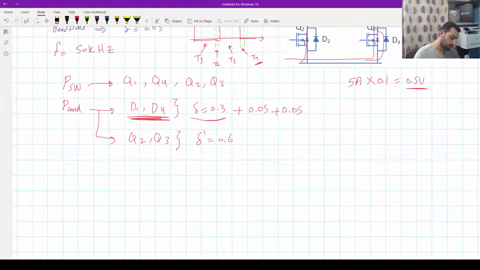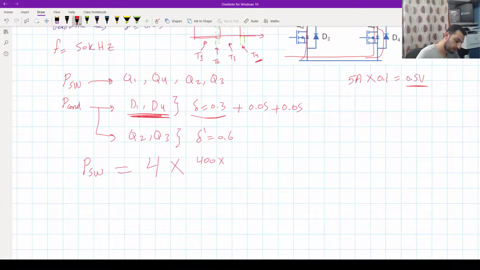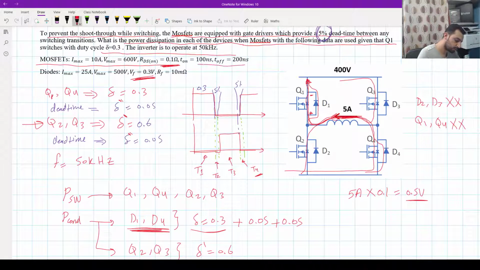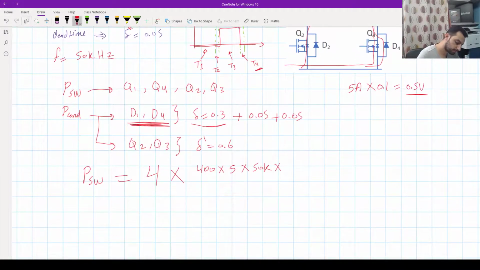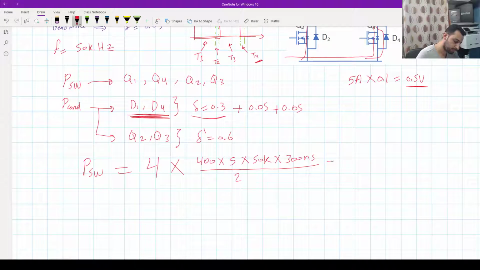Okay, so now let's calculate the switching losses for 4 transistors. So it's 4 times, what is the voltage maximum? It's 400, times I maximum 5 ampere, times the frequency 50 kilohertz, and times the on time and off time about 300 nanosecond together. Okay, divided by 2 because of its inductive load, and that will equal 60 watt again. Okay, so we have this value.